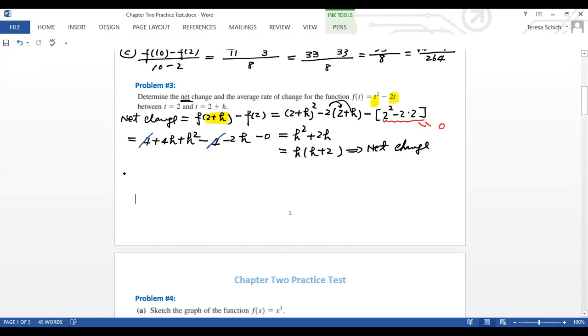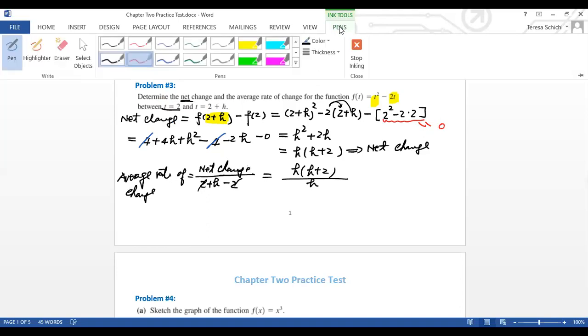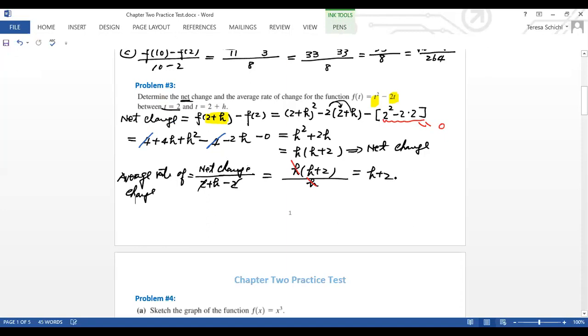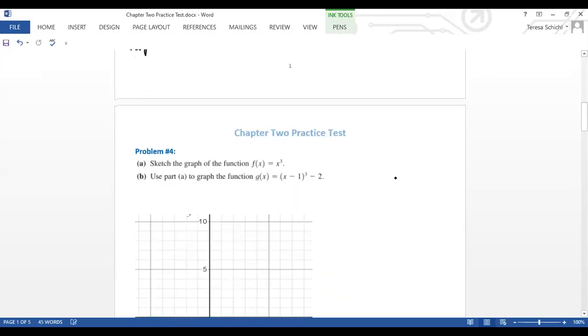So the average rate of change, right? We know the average rate of change is just your net change divided by whatever you vary from, right? So it's from 2 plus h minus 2. So the net change we just calculated is h times (h plus 2). So this one is 2 plus h minus 2, so here is h. I can cancel the h here, right? So what is the answer here? This is h plus 2, right? All right, so it's pretty easy, right?